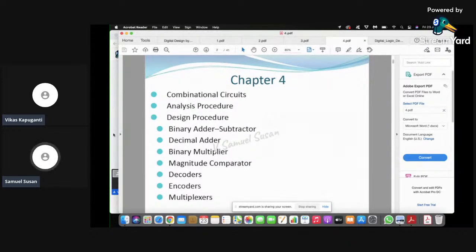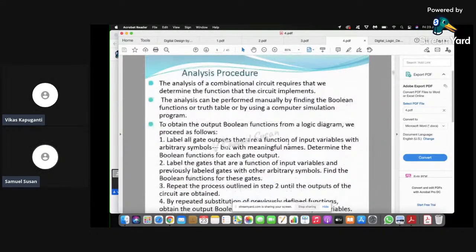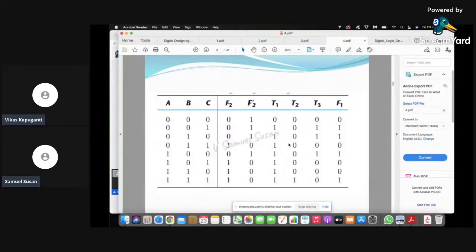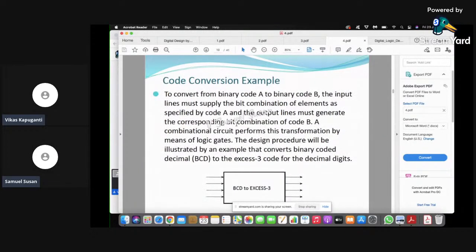In the fourth chapter, there is an example for design. Someone asked for the design procedure. In the slides we have a design procedure, and we'll explain it there. Is the screen visible? Yes, sir. This is the design procedure we have on the screen.